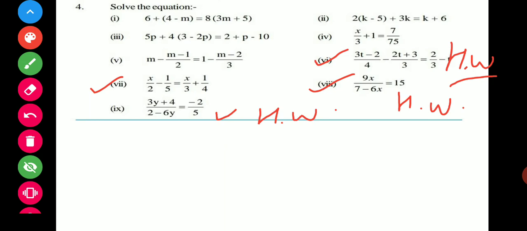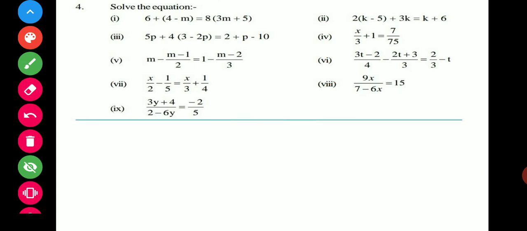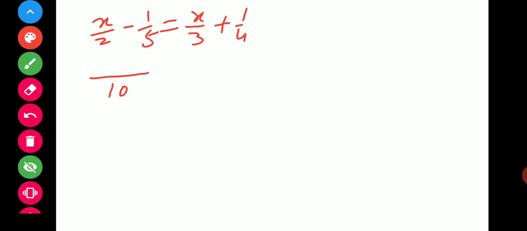How can we do this 7th question? First of all, we can write here x by 2 minus 1 by 5 is equal to x by 3 plus 1 by 4. What will happen in this? Now taking their LCM. LCM is 10. So it becomes 5x minus 2. It is equal to, here LCM is 12. So it becomes 4x and plus 3.